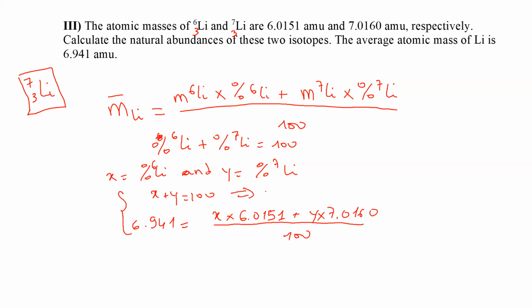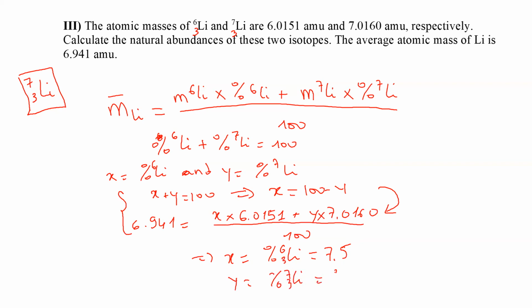Okay, so we have an equation with 2 parameters. One way to solve it is just to set X equal to 100 minus Y and put it inside this expression. And if you do that, you're going to get X, which is the abundance of lithium-6, equal to 7.5. And Y, which is the abundance of lithium-7, will be equal to 92.5.